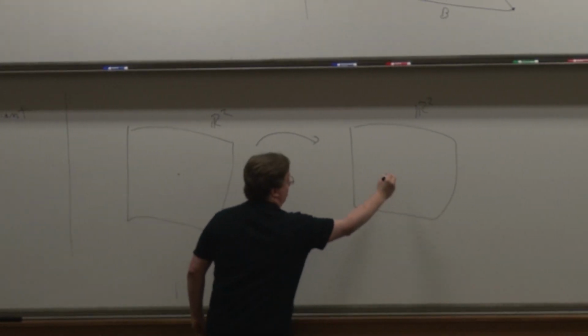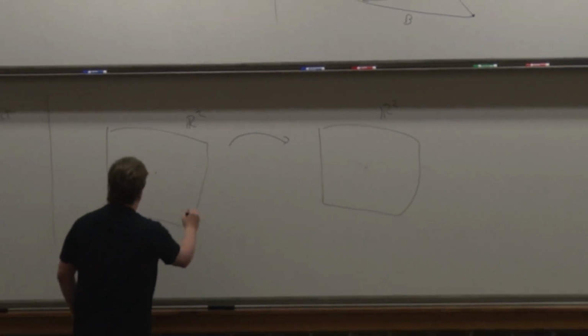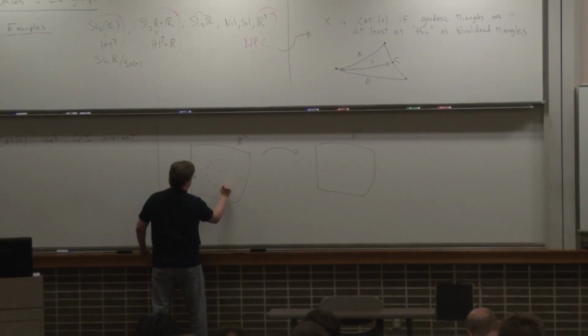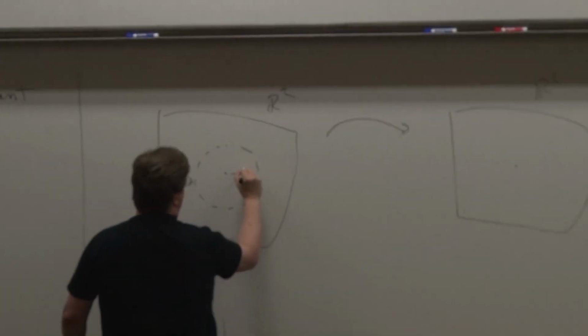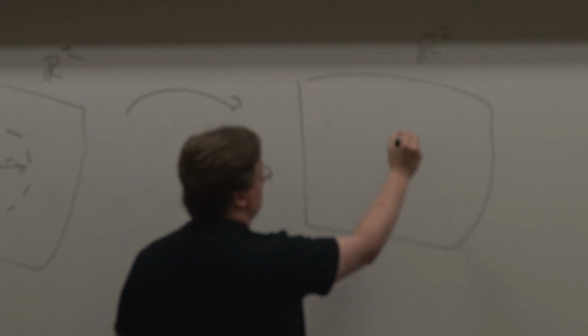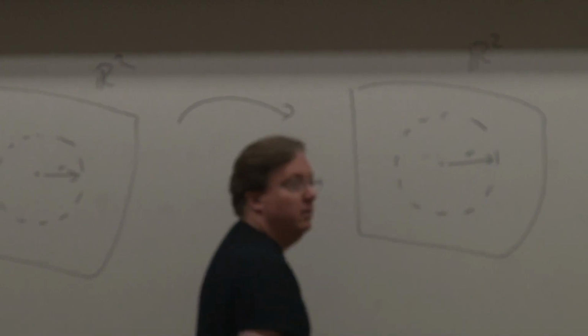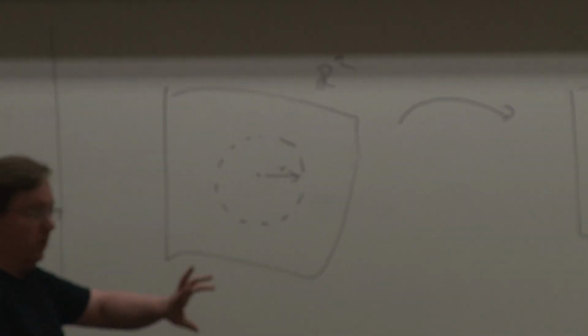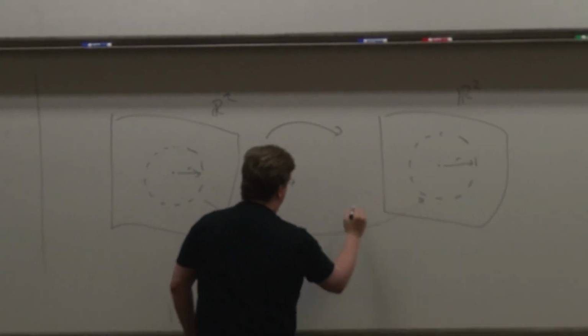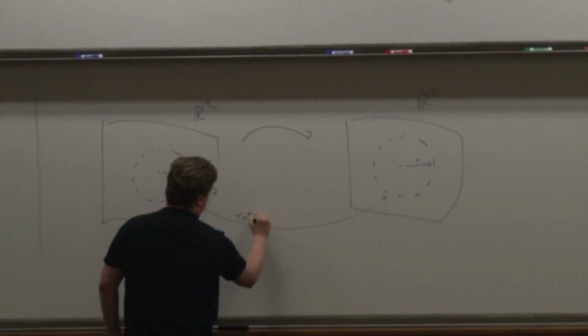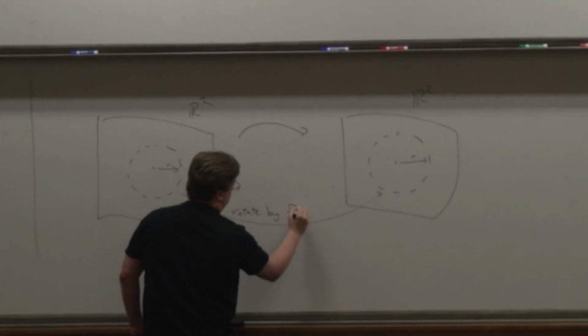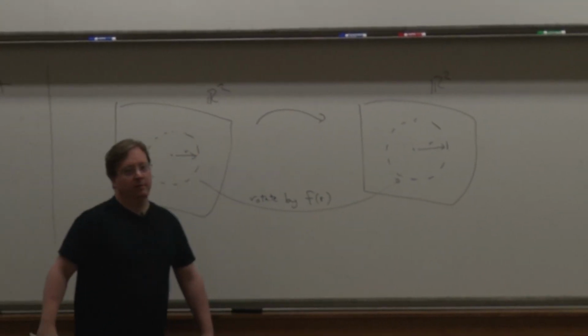It's going to send the origin to the origin, and in fact send every circle of radius r to the circle of radius r, except by rotating some amount that varies with r. Rotate by some function of r.